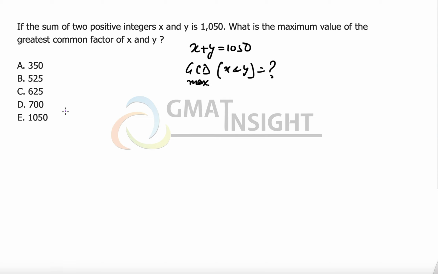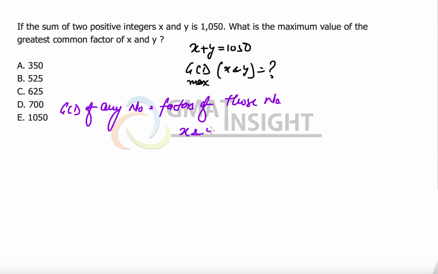For example, if we start calculating the factors of any number, why am I talking about that? Because the GCD of any numbers are essentially the factors of those numbers, right? So I'm just taking you back, and because the sum of x and y is equal to 1050, we understand that x and y both are definitely less than 1050. Now let me quickly take you to some numbers and then figure out what their factors are.